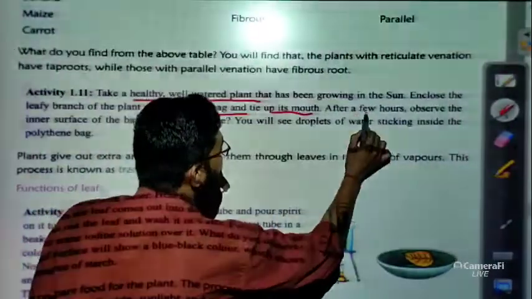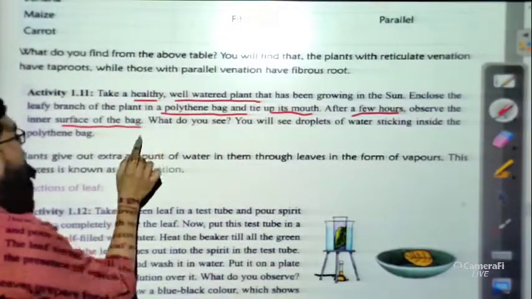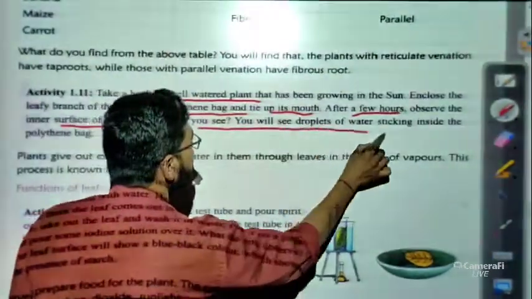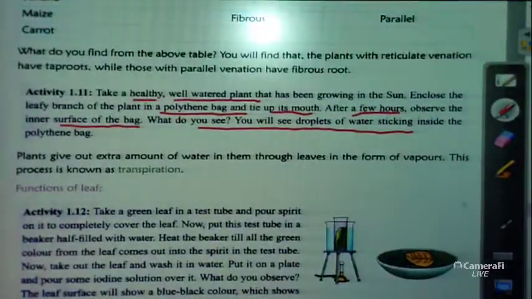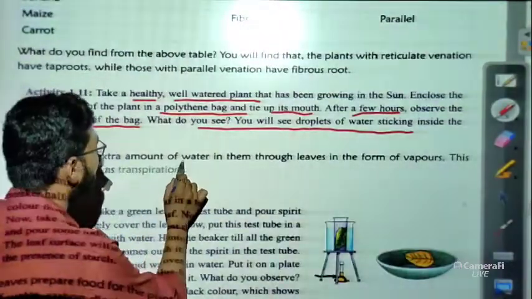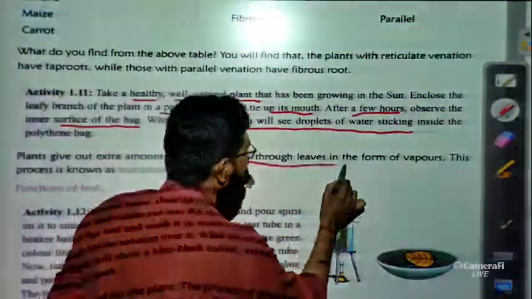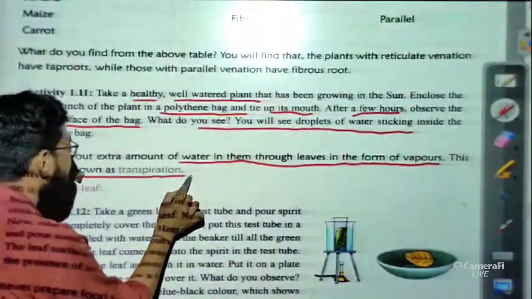Now after a few hours, what do you observe? If you observe the inner surface of the bag, you will see a few water droplets sticking to the polythene bag. The thing is that plants give out extra amount of water through the leaves in the form of vapors. This process is known as transpiration.